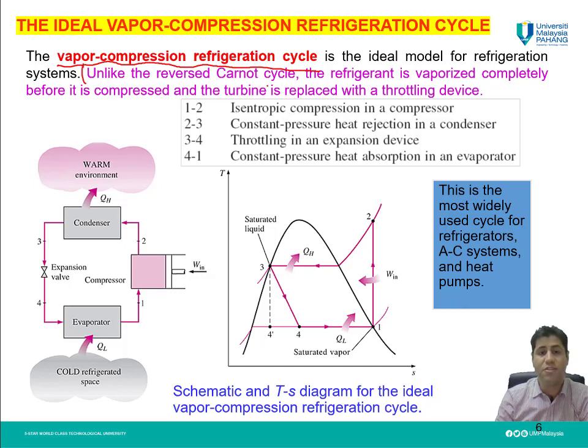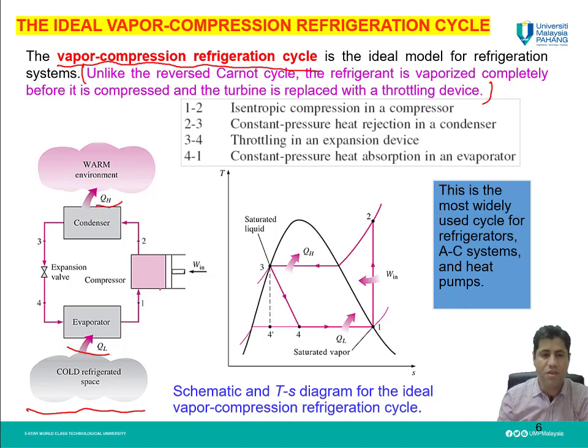In this system, unlike the reverse Carnot cycle, the refrigerant is vaporized completely before it is compressed, and also the turbine is replaced with a throttling device. Here is a schematic of the components we have in this cycle. As you can see in this figure, similar to the reverse Carnot cycle, we have an evaporator to absorb QL from inside the refrigerator or from the cooler medium, and we have a condenser to release QH to the warm medium.